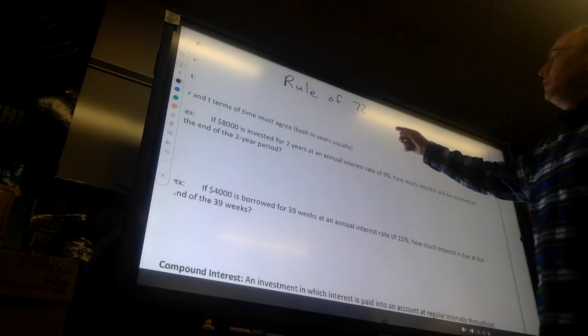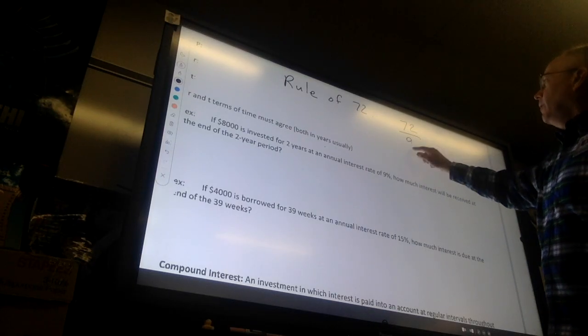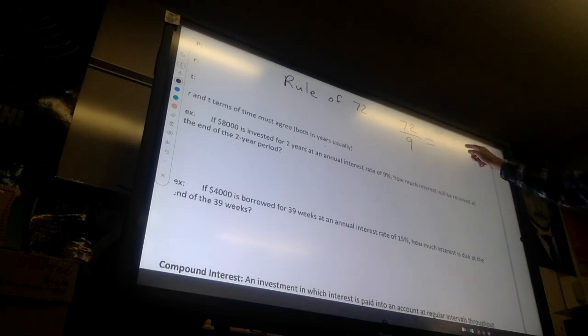So, rule of 72 works like this. Make 72 the top, and you take whatever your interest rate is and put it on the bottom. And 9 goes into 72 8 times. So this means that if you were to earn 9% interest, you would double your money. So you'd go from $8,000 to $16,000 in this particular scenario in 8 years.